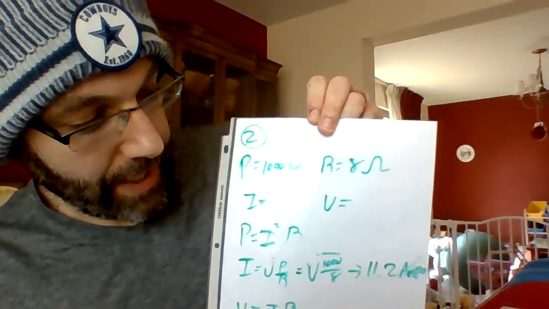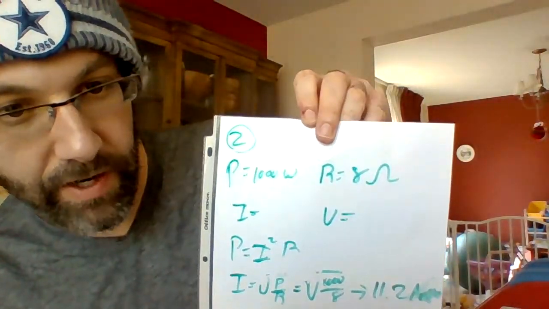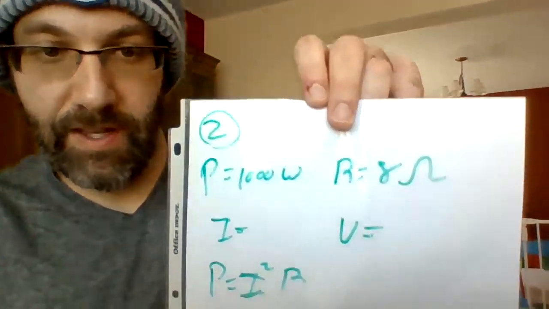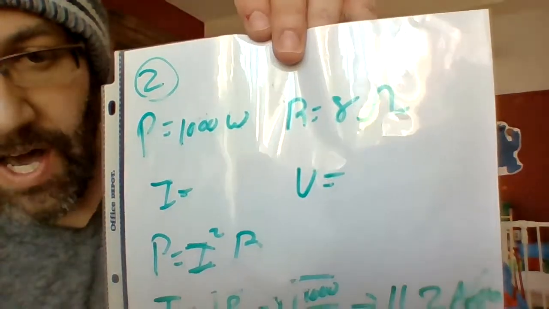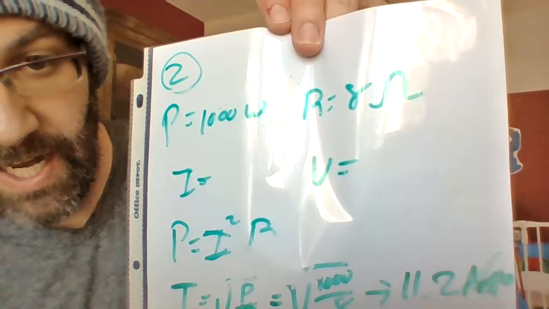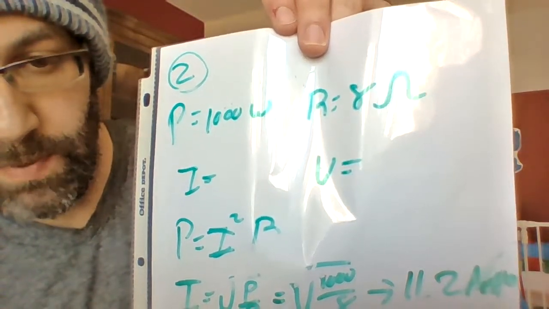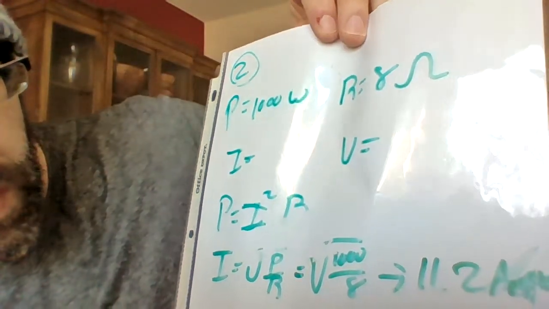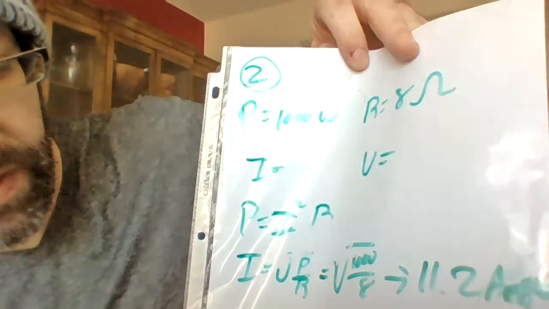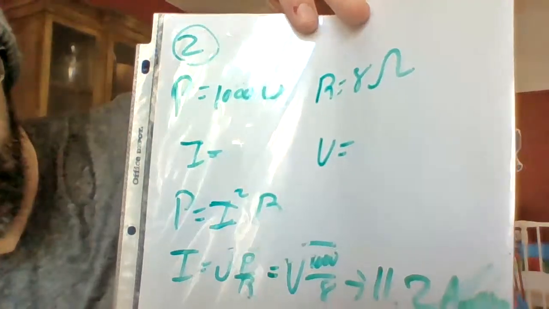We knew it had 1,000 watts. That's how much power was required. And we knew the resistance was 8 ohms. And the glare is really bad. I and V, current and voltage, is what we're not sure of. So to first find I, since we have P and R, we can use P equals I squared times R. Rearrange it, I is the square root of P over R. We plug everything in, we get 11.2 amps.